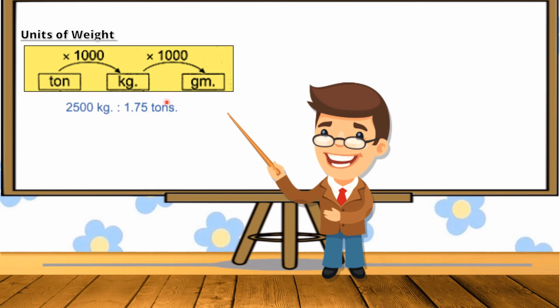The greater here is ton, so we will convert from ton to kilogram using times 1000. It will be 1750. Then the ratio will be 2500 to 1750. Using your calculator by dividing, it will be 10 to 7.